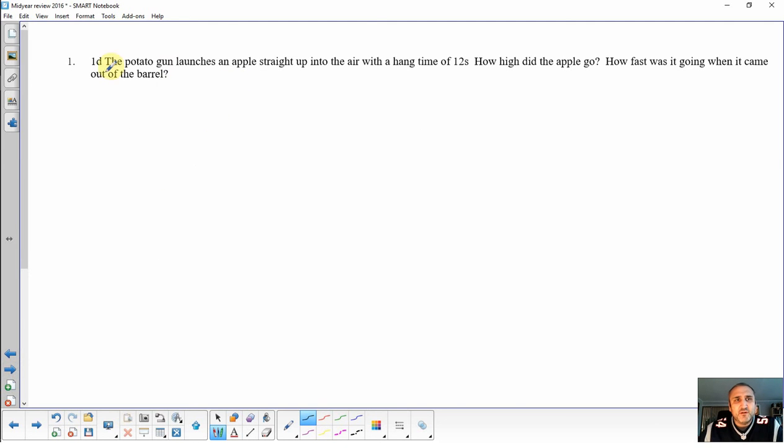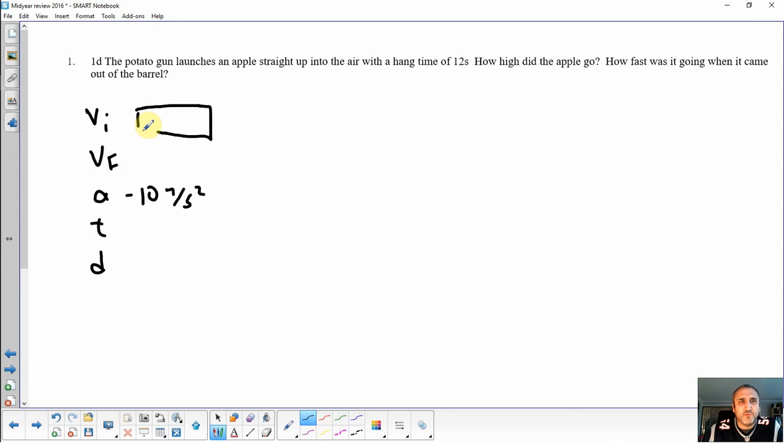Next, a one-dimensional potato gun launches an apple straight up into the air with a hang time of 12 seconds. How high does the apple go? How fast was it going when it came out of the barrel? So again, VI, VF, A, T, D. We're dealing with a projectile here, so now we know the acceleration is negative 10 meters per second squared. The initial velocity is what we're looking for. The final velocity is actually interesting. We'll talk about this in a second. And we know that the time in the air is 12 seconds. And we all want to know also how high it went.